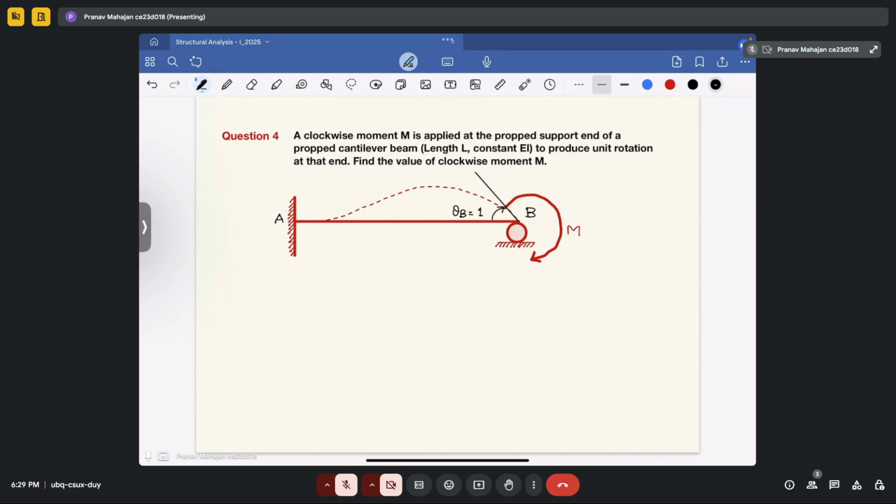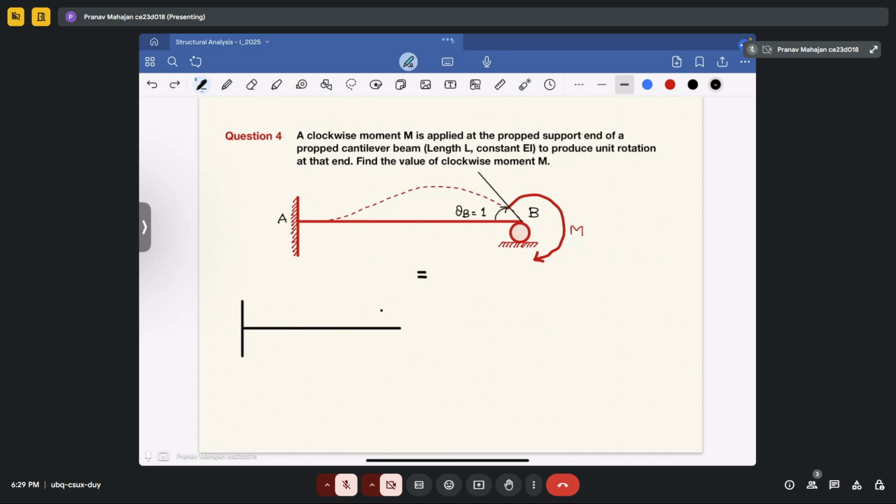Then it will be easy for you to understand. That means we are making the reverse of the superposition principle. So how can we divide it? Let me write it as equal to one cantilever beam subjected to a clockwise moment at the free end, like this. It has a length L.